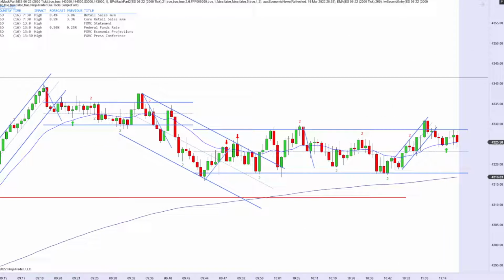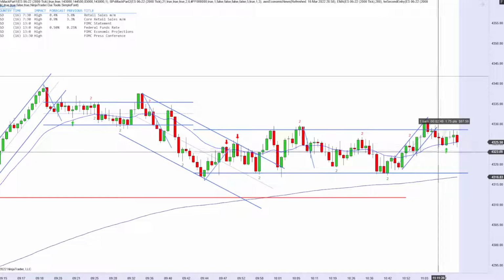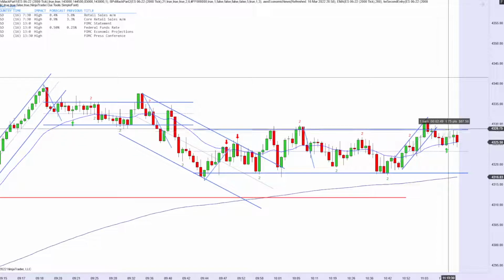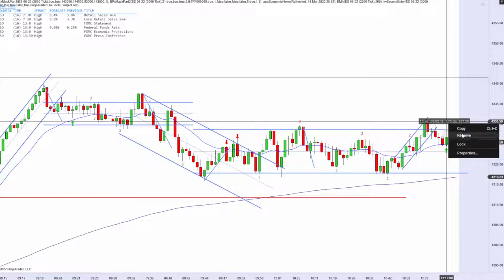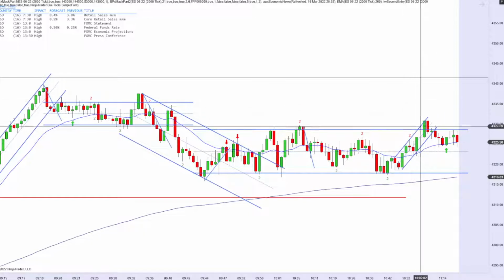Now, how much room do you have really? If you entered on that tick, that's 1.75. So 7 ticks. Again, I would have been out on that with 6 ticks, but those going for 2 points, you wouldn't have gotten that scalp.